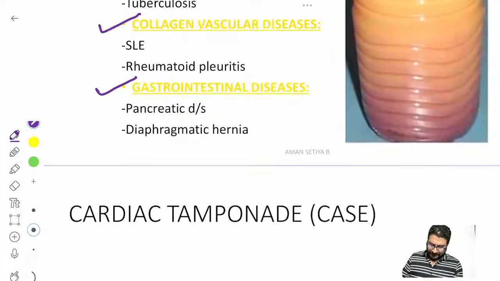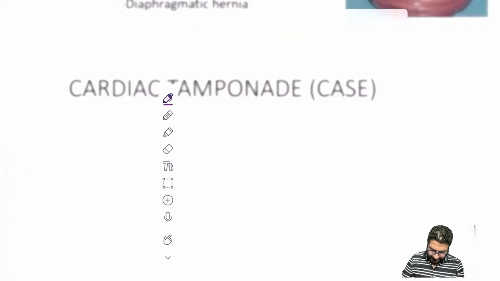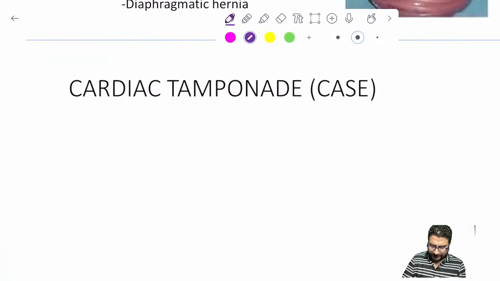Okay, now they ask you a case-based question on cardiac tamponade. So what type of case-based question comes on cardiac tamponade? What type of question do they ask you in exam? So let's start a discussion with this. So they will give you a 50-year-old patient coming to you with trauma to the chest, or I can say a gunshot injury, right? So try to understand what they ask you.